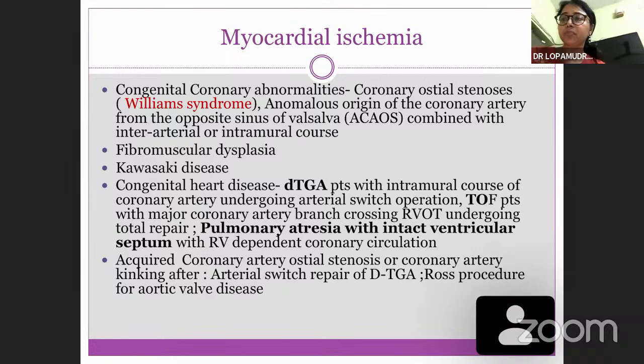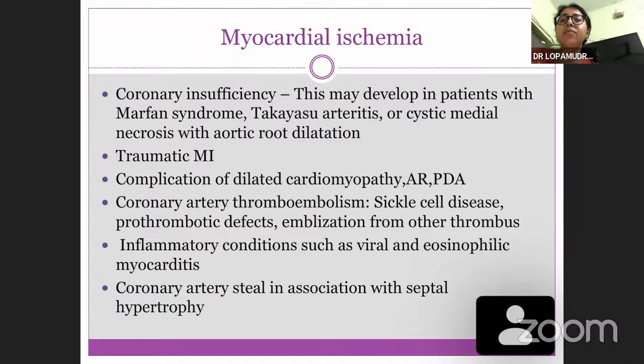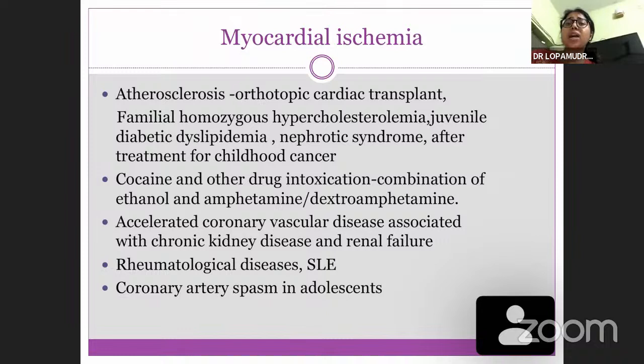Other causes of coronary ischemia might be coronary insufficiency, which we might find in Marfan syndrome, Takayasu arteritis, and cystic medial necrosis. Some traumatic MI may be present. In dilated cardiomyopathy, AR or PDA, very rarely we can get myocardial ischemia-like findings in the ECG. Other causes are coronary thromboembolism due to prothrombotic states, inflammatory conditions like viral or eosinophilic myocarditis, or atherosclerosis, which might be seen in orthotopic cardiac transplant, familial homozygous hypercholesterolemia, diabetic dyslipidemia and nephrotic syndrome. Chronic renal disease or renal failure patients also have accelerated coronary vascular disease, and rheumatological patients can also present with myocardial ischemia.